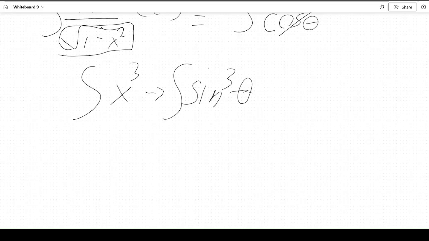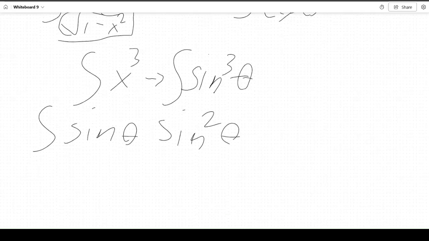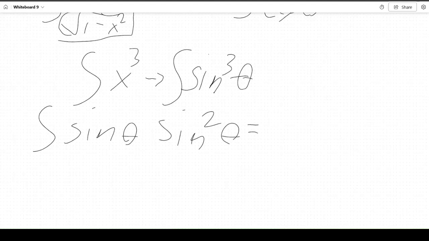And we can use our trigonometric identities. In this situation, since the sine exponent is odd, we have to take a sine out. So this would just be sine theta times sine squared theta. Sine squared is 1 minus cosine squared.